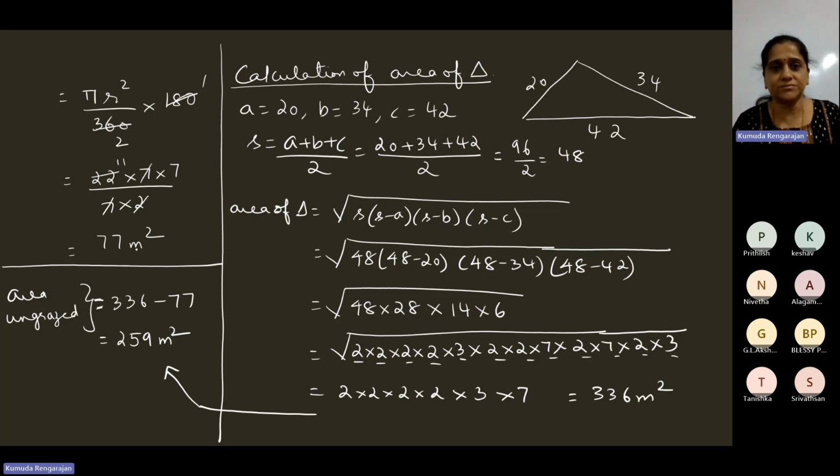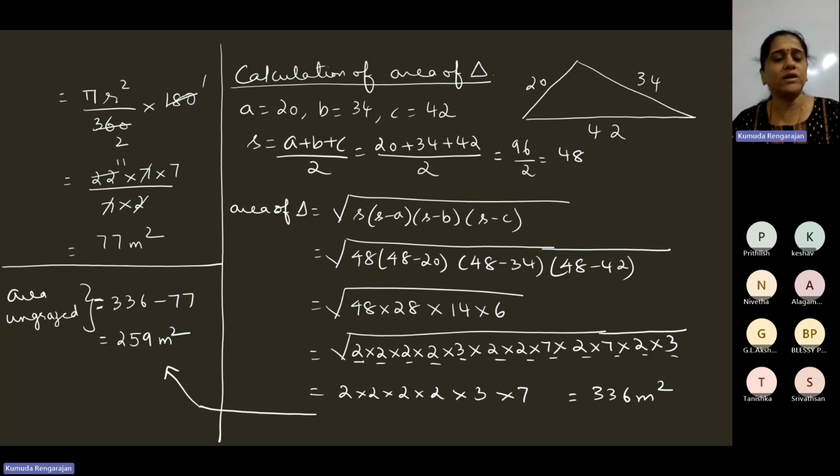Now ungrazed will be area of the triangle minus area of the 3 sectors. So to find the area of the triangle, use Heron's formula that I'm not explaining. You've already seen that in 9th standard. S is equal to A plus B plus C by 2, and area is root of S into S minus A into S minus B into S minus C square units. And here you should not multiply 48 into 28 into 14 into 6. Do not multiply them. Break down every number into its prime factors.